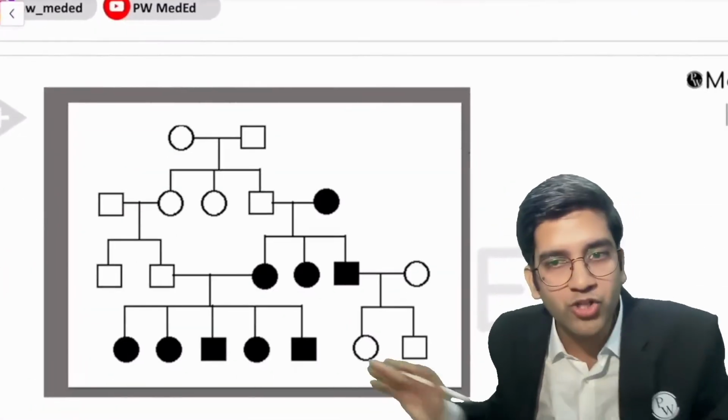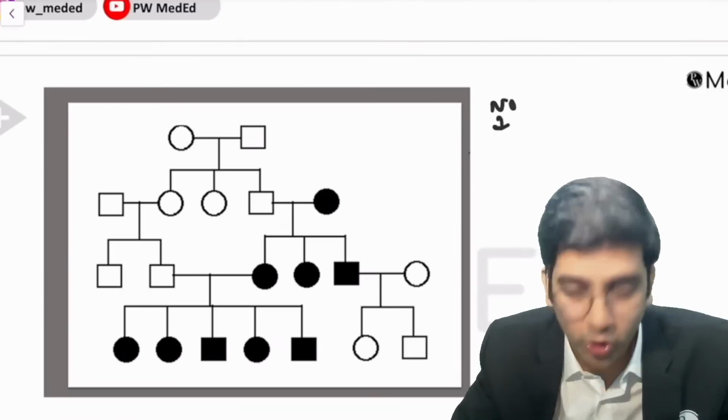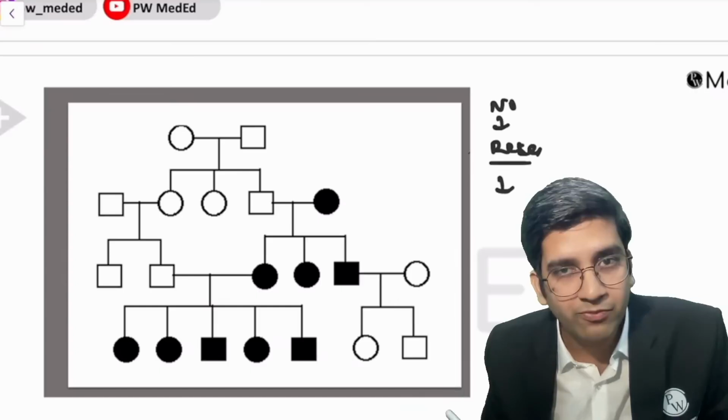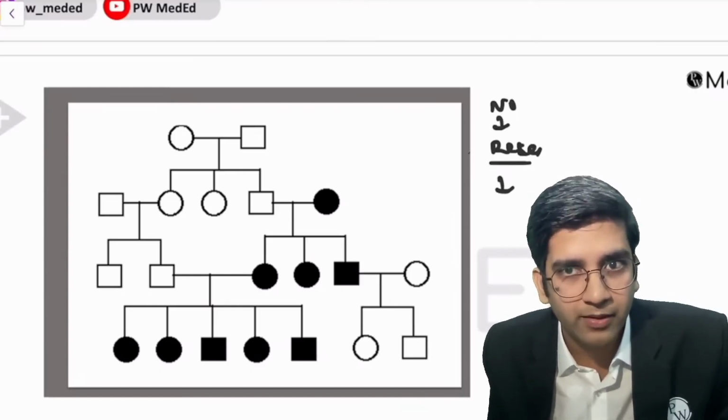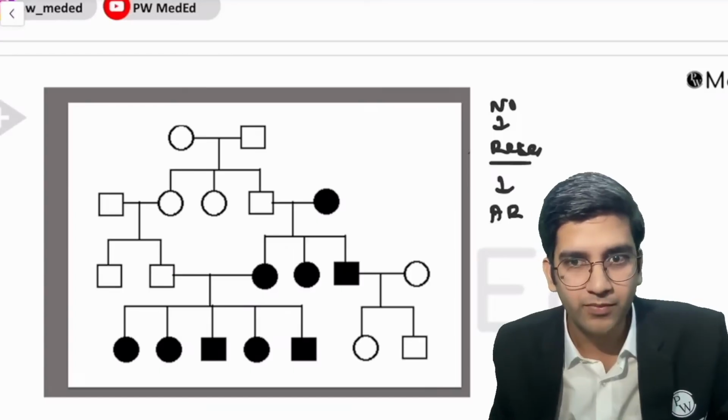Next. Are all generations affected or not? No. Dominant or recessive? Recessive. So both men and women or only men? Both men and women. So it is autosomal recessive, right?